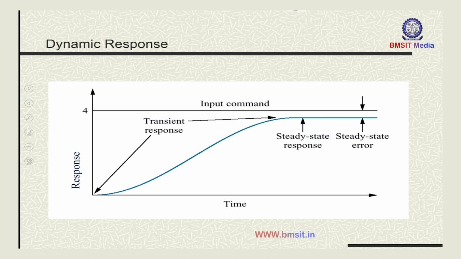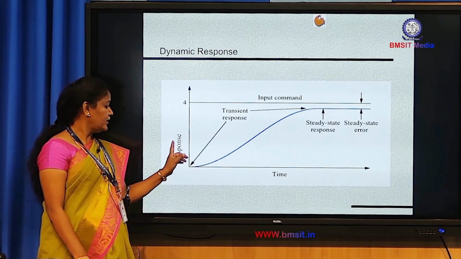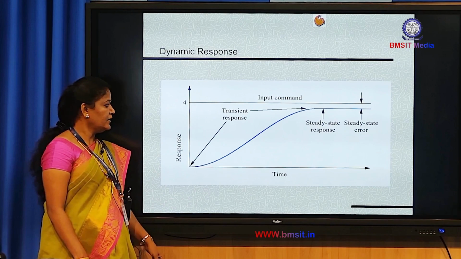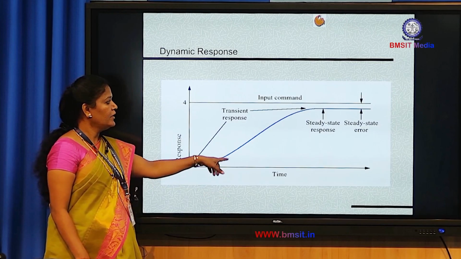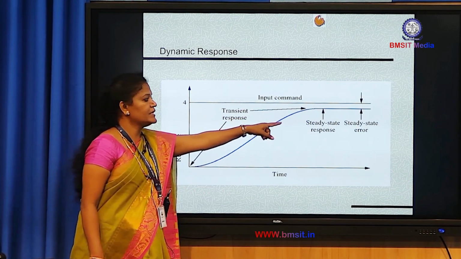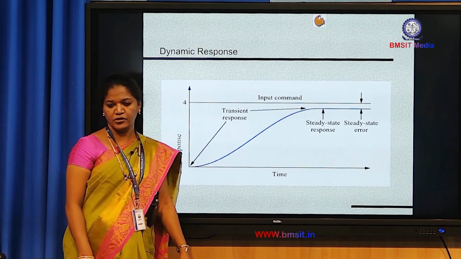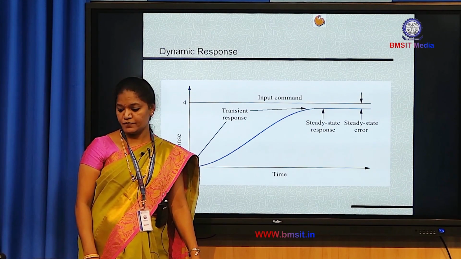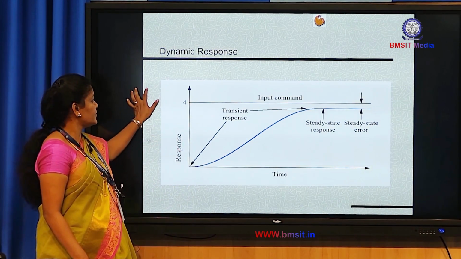Next, the dynamic response. We can see that input commands are given here, and the response is taken. The graph is response versus time, where you have given an input command. So, transient response, steady state error: you will be learning this in your third module. So, that is the transient response of the system, the time domain analysis of the system in a control system.